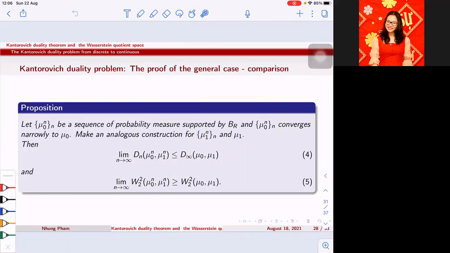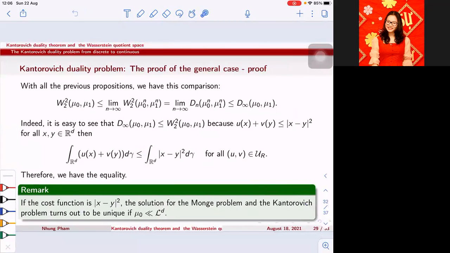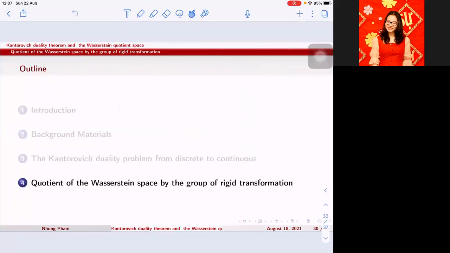Then we include the two inequalities together because, due to the previous paper, these two quantities are actually equal to each other. And then we have the first comparison that W2 squared of mu0, mu1 is less than or equal to the general duality formulation. Indeed, it is easy to see the opposite direction because of the constraint condition on u(x) and v(y) in the duality formulation. Therefore, we have the equality. So we are done with the proof of the Kantorovich duality from discrete to continuous.